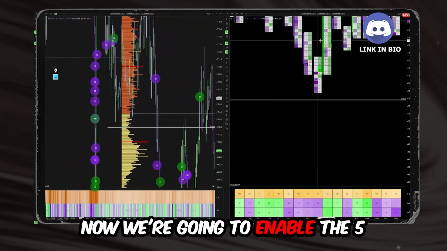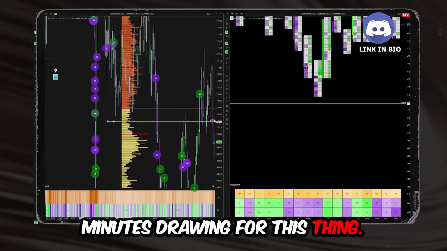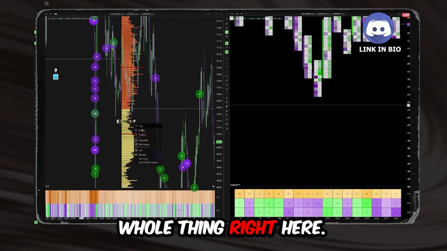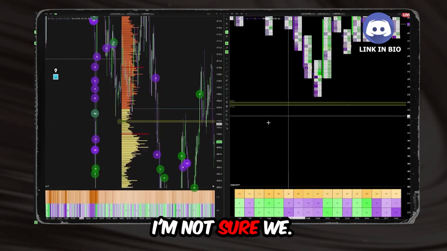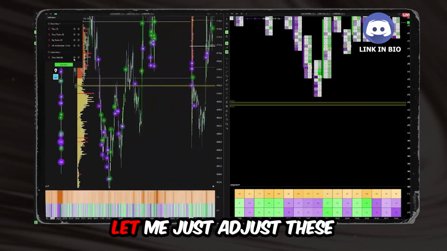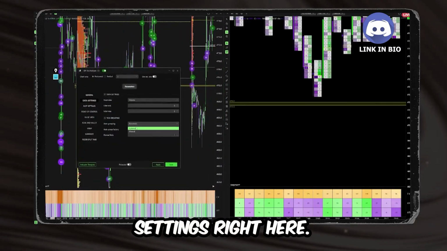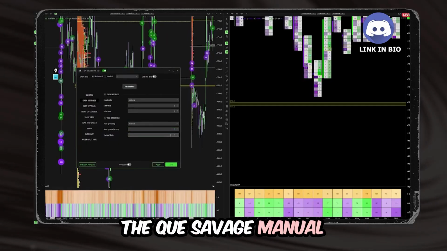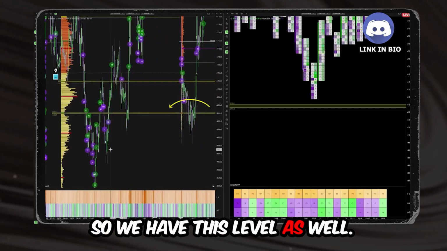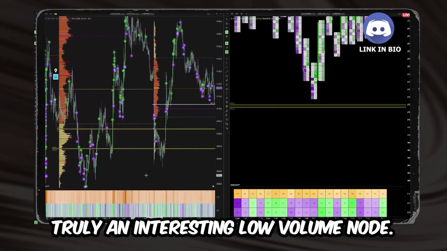Now we're going to enable the 5 minutes drawing for this. So let me just mark this whole thing right here. Let's have it extended. Let me just adjust these settings right here. Okay, let's have this manual. So we have this level as well. Truly an interesting low volume node.